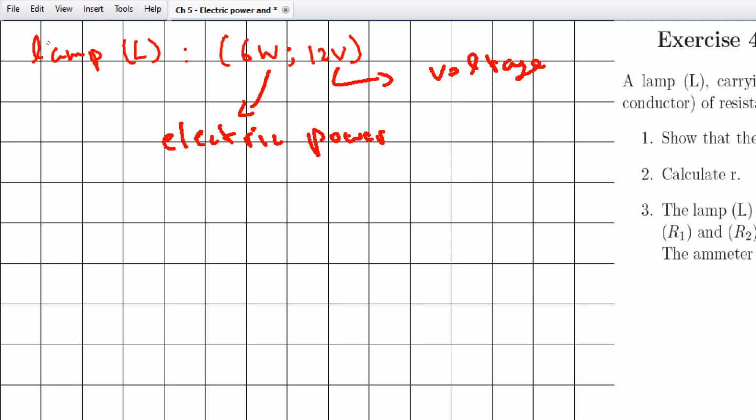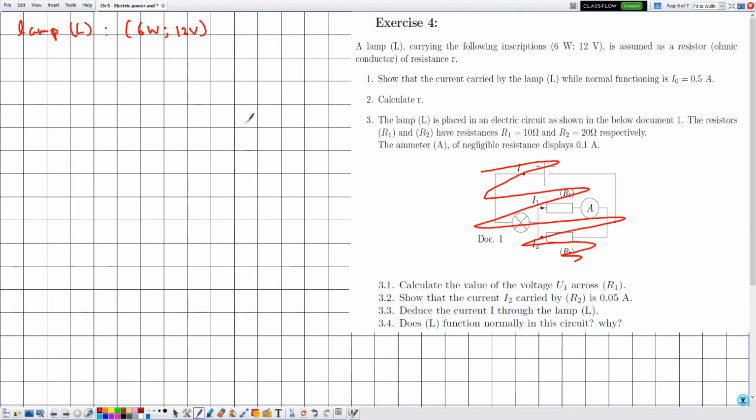So these inscriptions hold whenever the lamp L is functioning normally, yet we don't know the lamp L is functioning normally. And they told me that we can assume that this lamp is a resistor, an ohmic conductor, so we can apply Ohm's law to it, and its resistance is given by R. So it has a resistance R. So these are, for example, the inscriptions or the properties of the lamp L.